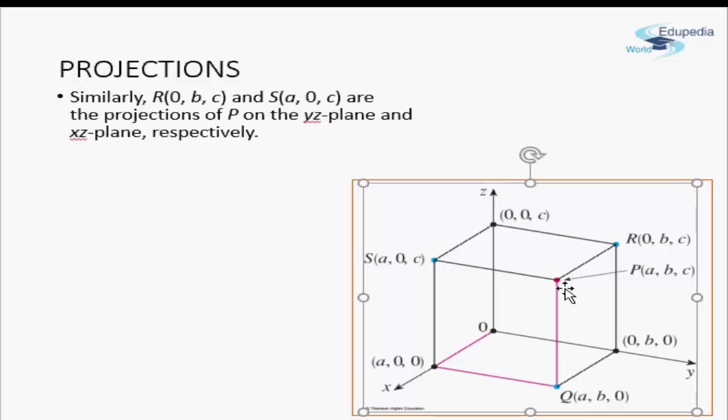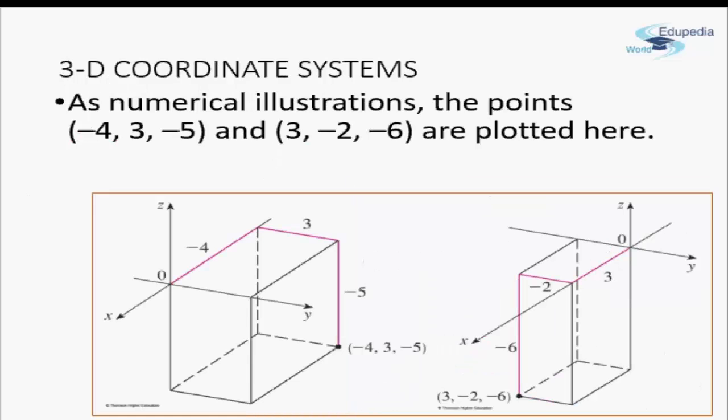If you want to see the point being projected on other planes, then you can see that R is the projection of P on the yz plane, and of course R over here will be 0 comma b comma c. That makes sense because we don't have an x value on the yz plane. Just like that, you're going to have S, which is the projection of P on the xz plane. And of course you're not going to have any y value over here, so that's going to be a comma 0 comma c. So I'm sure this is pretty easy for you to understand.